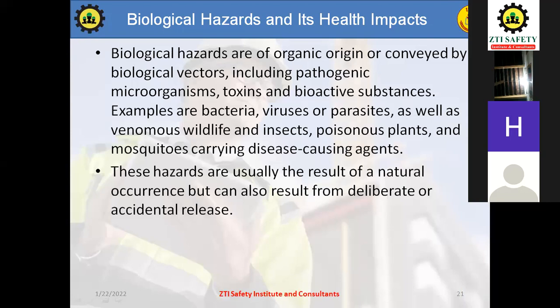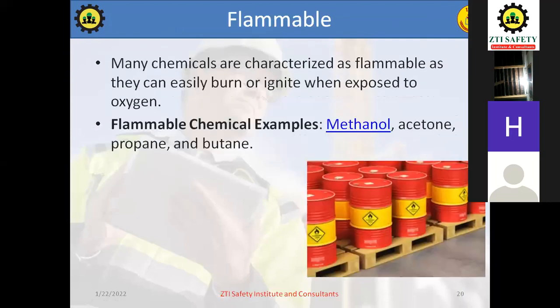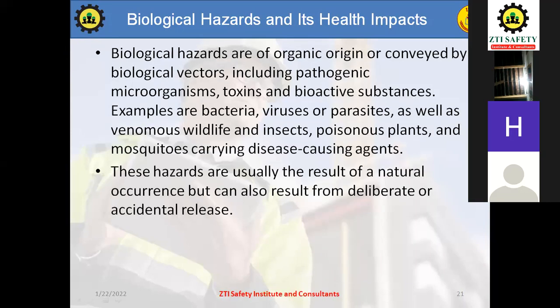Natural occurrence, as I have narrated, means there are areas which have a population of snakes and scorpions. So automatically, if a drilling or seismic project comes into those areas, the workers working there are very prone to these attacks.